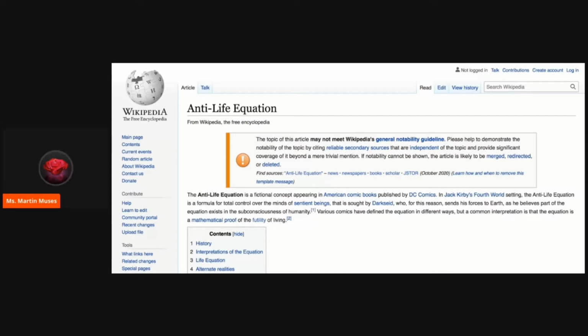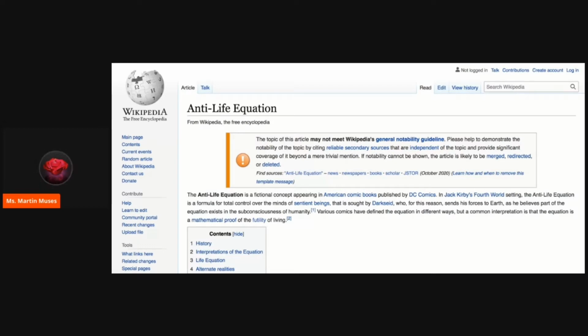From our friends at Wikipedia. The anti-life equation is a fictional concept appearing in American comic books published by DC Comics. In Jack Kirby's Fourth World setting, the anti-life equation is a formula for total control over the minds of sentient beings that is sought by Darkseid, who, for this reason, sends his forces to Earth as he believes part of the equation exists in the subconscious of humanity. That was one hell of a long sentence.